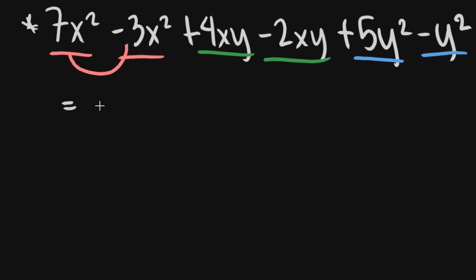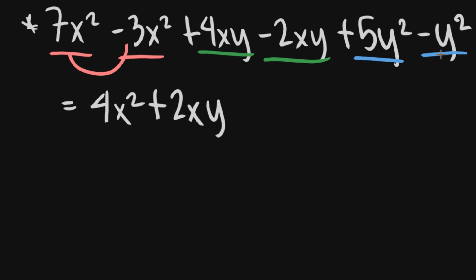7 minus 3 would be 4. Don't forget the x squared. 4x squared. Then 4xy minus 2xy. So 4 minus 2 would be positive 2. Therefore, plus 2xy.